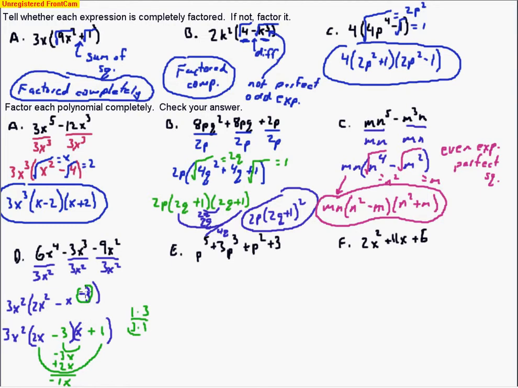Negative 3 and 1 make the negative 3, so it works. So 3x squared times the 2x minus 3 and the x plus 1. Well, a couple more problems. Let's check those. And so here we have a 4-term polynomial.